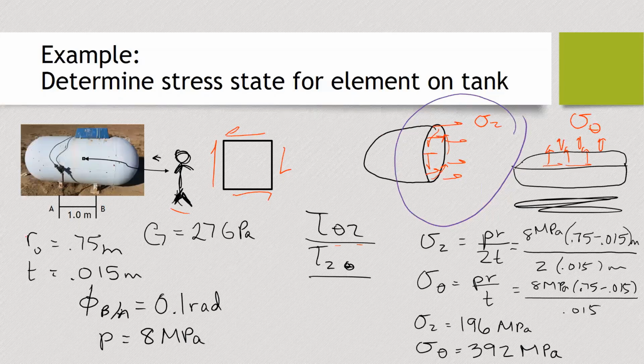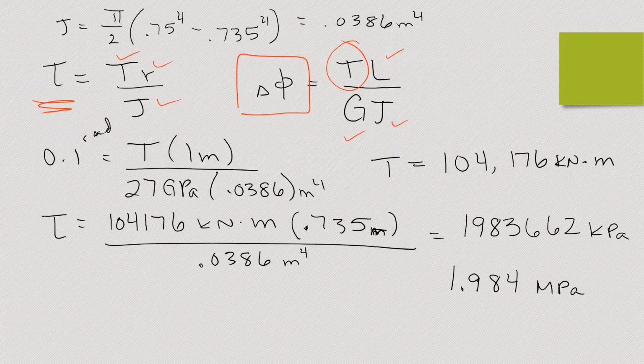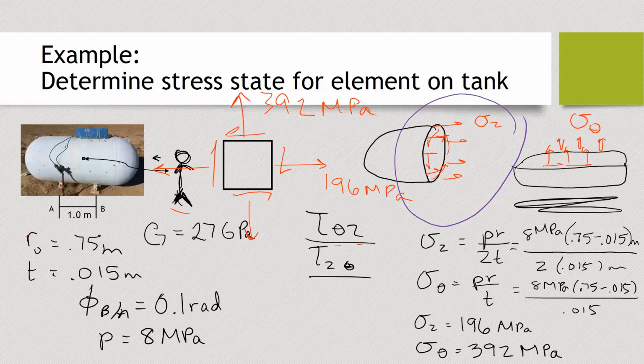So if we look at this cube of material, we know that we have the normal stress in the Z direction, which is going to be a tensile stress. So that is 196 megapascals. We have a tensile stress going around the hoop direction. That's 392 megapascals. And then the last is the shear stress. And we said that was 1.98 megapascals.